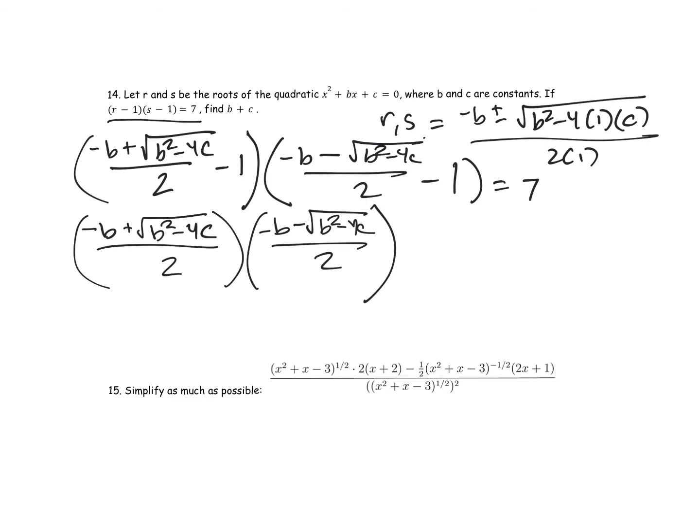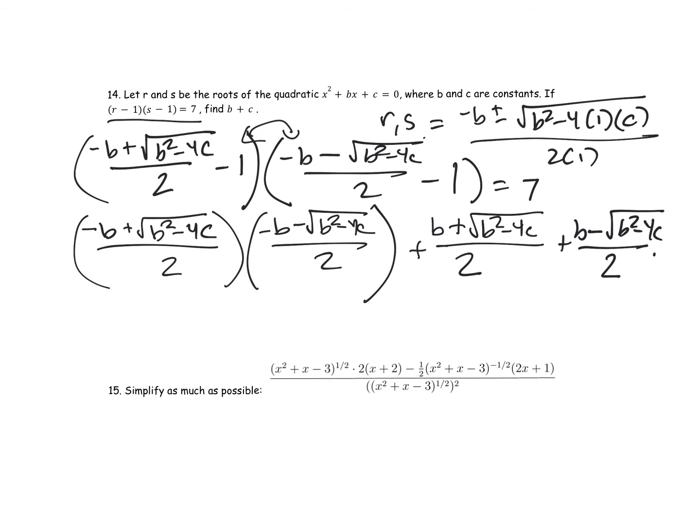Then the middle term, we'll do this one first. If I distribute that negative 1 through the top, I'll get plus b squared minus 4c over 2. And let's do the other middle term, which would be the negative 1 times the negative b plus the square root of b squared minus 4c. So I'm going to get plus b minus the square root of b squared minus 4c over 2. And then I have this plus 1 equals 7.